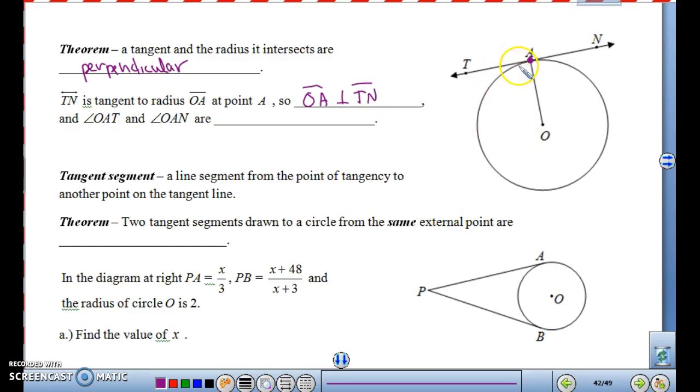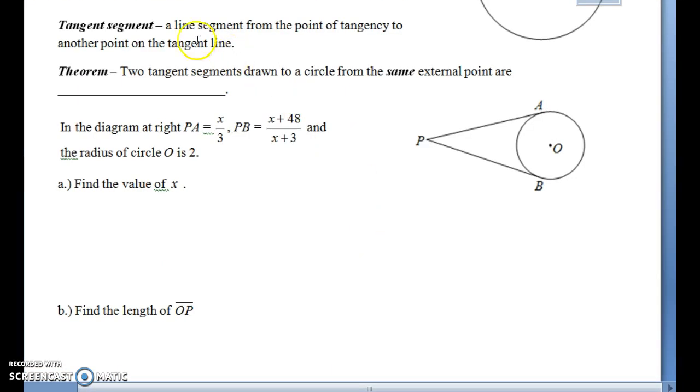So that means that OAT is a right angle, and OAN is a right angle, because they are perpendicular at the point of tangency. So those are right angles. All right, so that's a very important theorem because any tangent and radius are perpendicular to each other at the point of tangency. A tangent segment is a line segment from the point of tangency to another point on the tangent line. So if you have a line segment from a point of tangency to another point on the tangent line, right there, that is called a tangent segment.